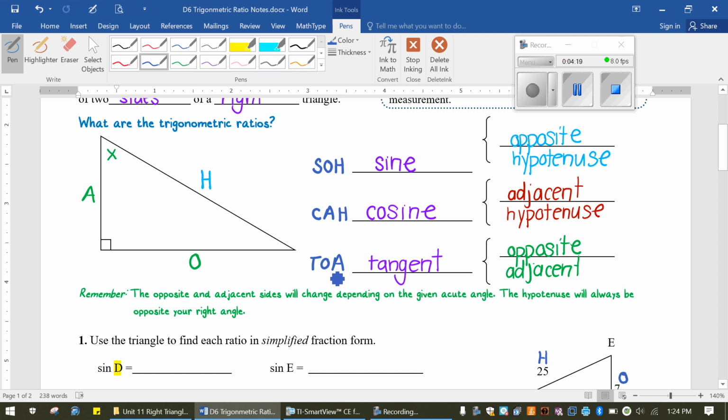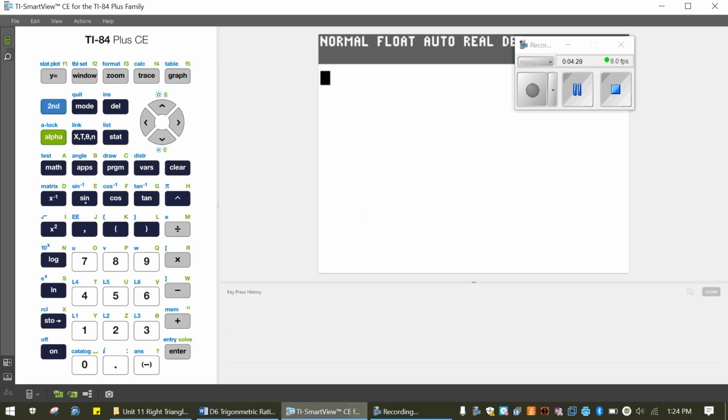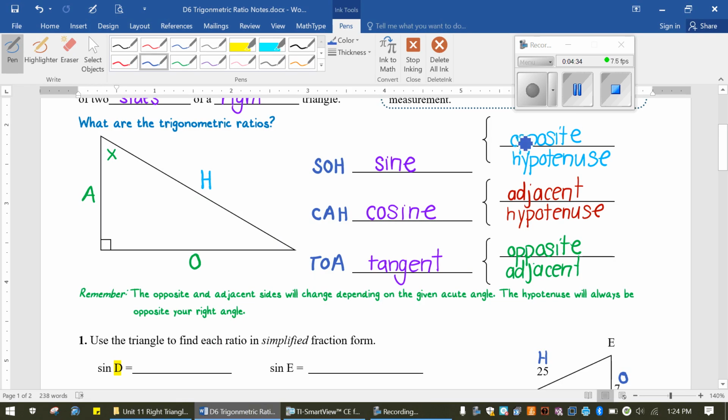Some years back, one of the teachers came up with a sentence to remember those. Sine, cosine, tangent, you're always going to see them in that order, even on your calculator. And she remembered the letters of those ratios as Oscar had a heap of apples. You write them down and memorize them in any way that works for you. Just remember that opposite over hypotenuse is with sine, adjacent over hypotenuse is with cosine, and opposite over adjacent goes with tangent.